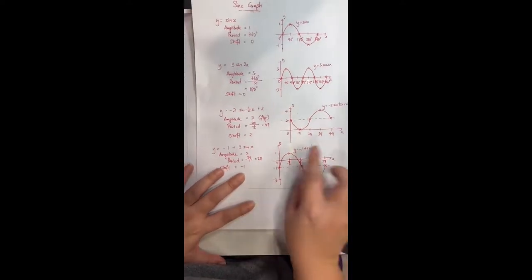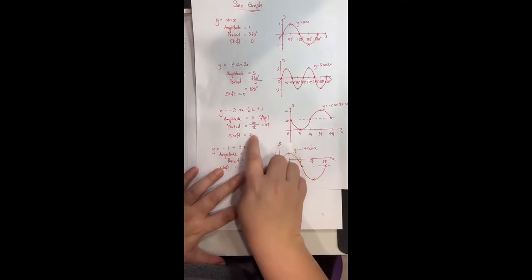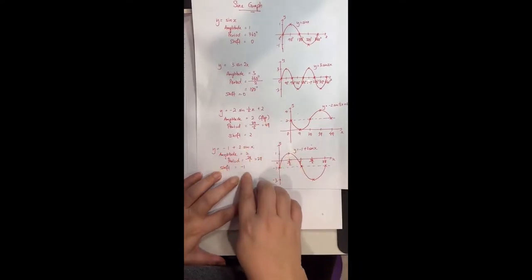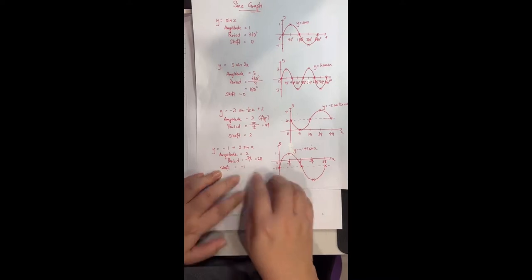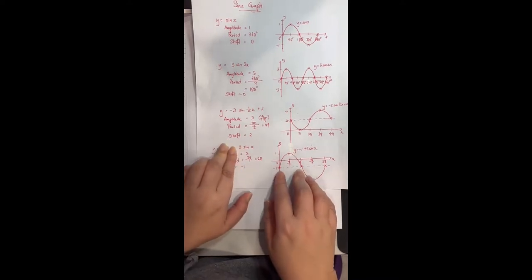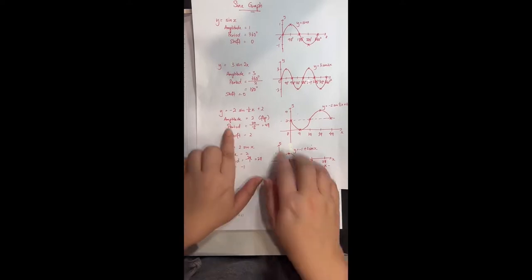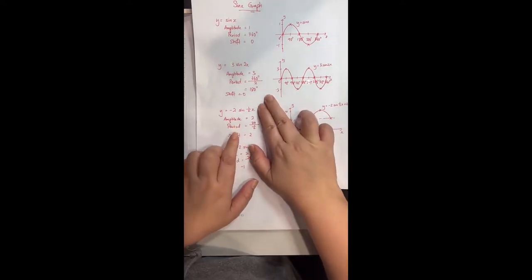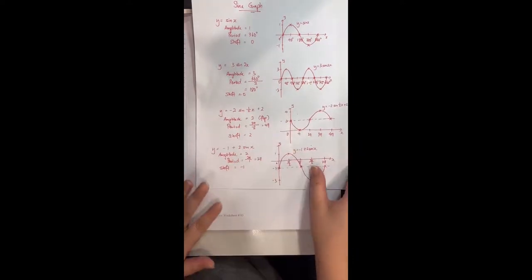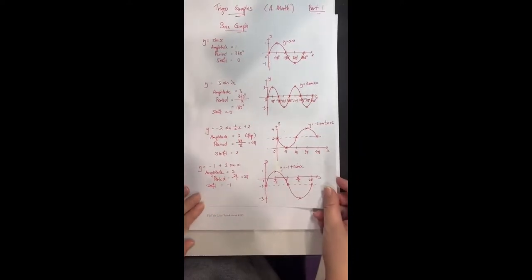The shift is here. +2 means the shift is 2, and -1 means the shift is -1. It's like I draw this graph and then my graph is shifted down by 1, so the shift is -1. For this one, I draw my graph and then after that +2 means my graph is shifted up by 2, so my shift is 2. Okay, so we are done with the sine graph. Next, we're going to go through the cosine graph.